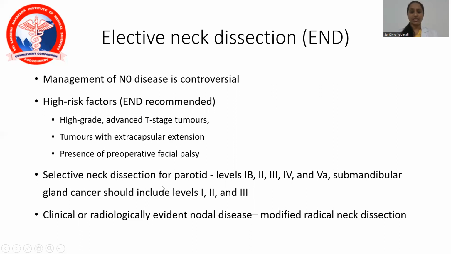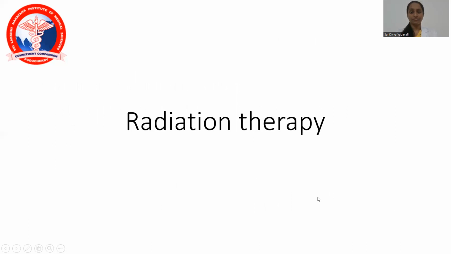Selective neck dissection, that is levels 1B, 2, 3, 4, and 5A for the parotid, and 1, 2, and 3 for the submandibular gland, should be performed whenever lymph nodes are positive. When the lymph nodes are positive, clinically or radiologically, modified neck dissection should be performed.